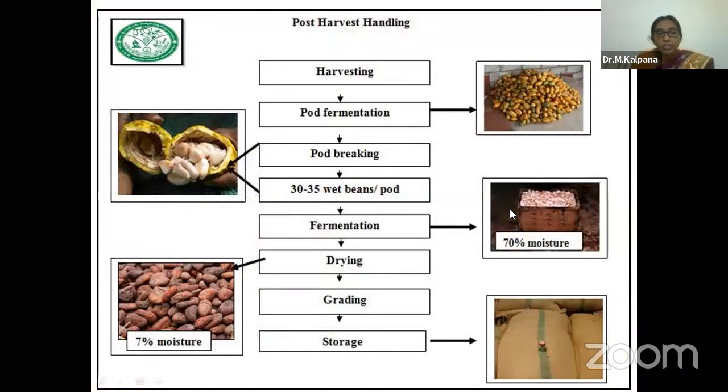And regarding the post-harvest handling, one more lecture is there. In that you will have a detailed lecture on the fermentation, and how you will get the beans and the storage of the beans, everything.